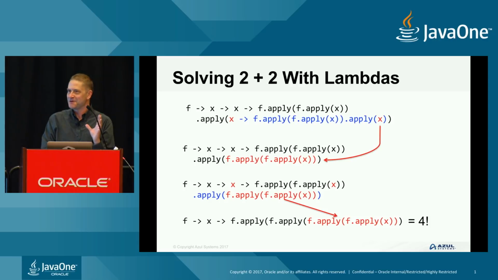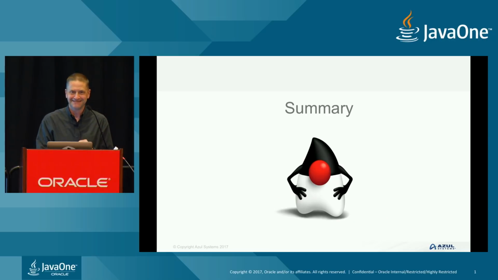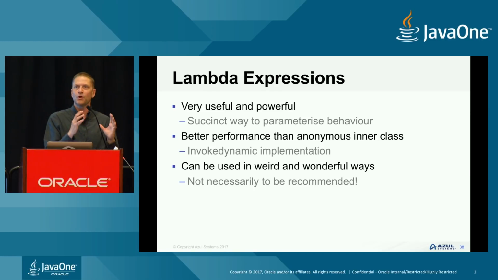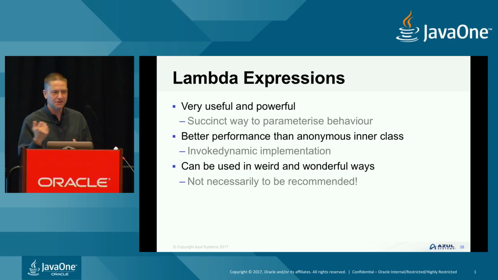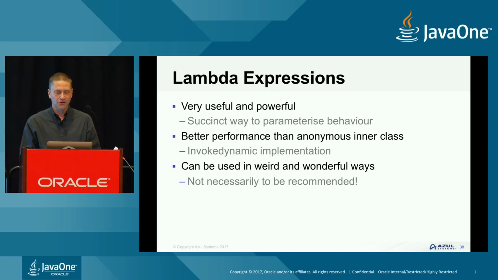Like I say, it did take me quite a while to get that straight in my head. So just to summarize then, lambda expressions: very useful, very powerful, a nice succinct way to represent behavior. You can pass it as a variable, you can assign it to a variable, you can pass it as a parameter. Better performance than anonymous inner classes. So if you're thinking in terms of performance programming, then lambda expressions are a better way of doing things than anonymous inner classes. Method references are even slightly better than explicit lambda expressions.